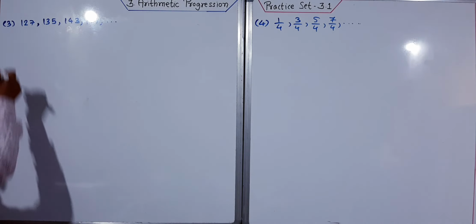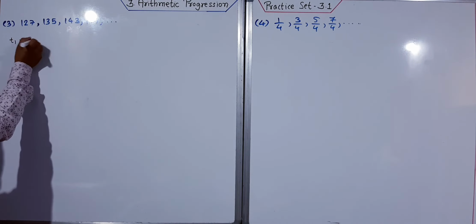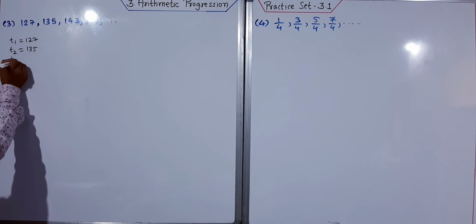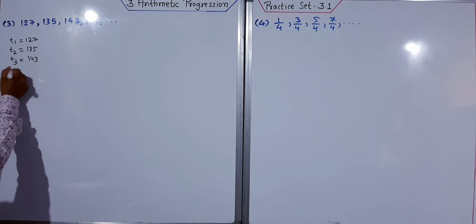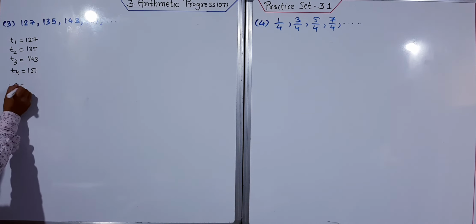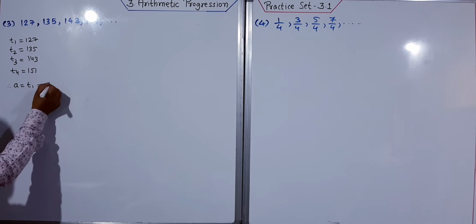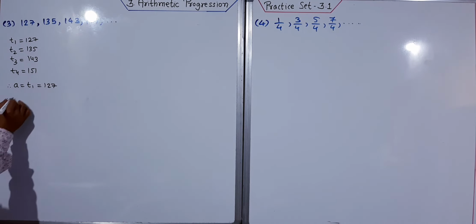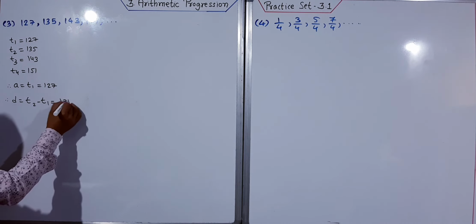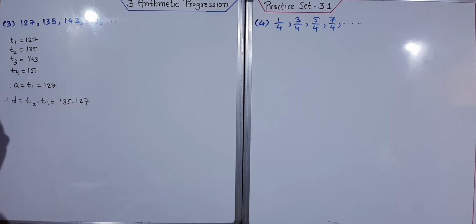So T1 is given here 127, T2 is given here 135, T3 is given here 143, and T4 is given here 151. Therefore A is equal to T1 is equal to 127. Now we have to find the difference. D is equal to T2 minus T1. What is T2? 135 minus 127. So it is 8.